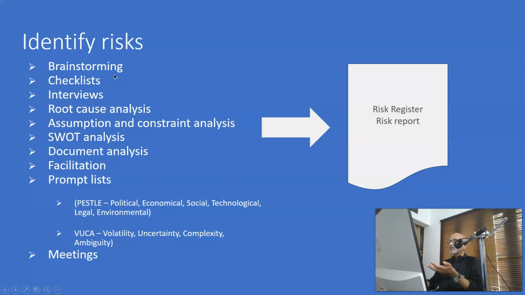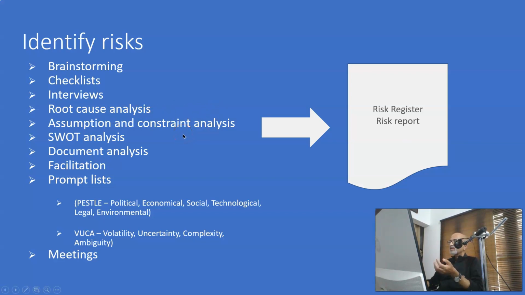Brainstorming, we all know. So brainstorming can generate the risk list. Administration of checklists like contract review checklist, requirements review checklist, design review checklist, construction related checklists, all these things also can reveal many risks. Then interviews with the concerned people can reveal a lot of risk. And the root cause analysis of issues, basically historical data, can reveal a lot of risk.